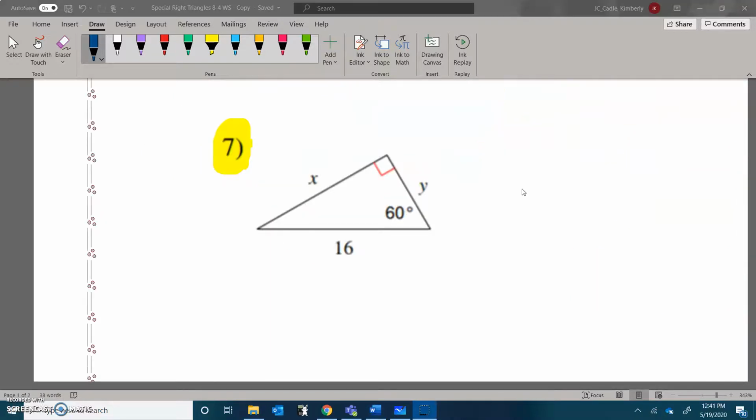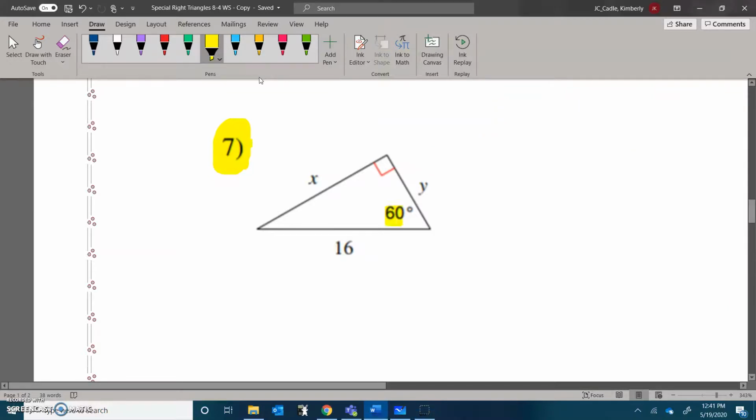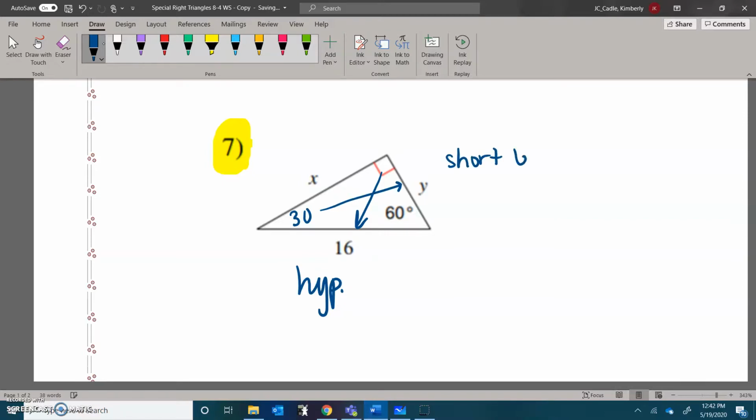I move down to number 7, which as you can see here by that marking of 60 degrees, is a 30, 60, 90 triangle. And so before I start trying to find any values, I'm going to make sure I am clear on which side is the hypotenuse, which side is the short leg, and which side is the long leg. Now I know the hypotenuse is across from that right angle. Hypotenuse is there. I know my 30-degree angle is up here, so across from that is the short leg. And then our last side across from the 60 is the long leg.